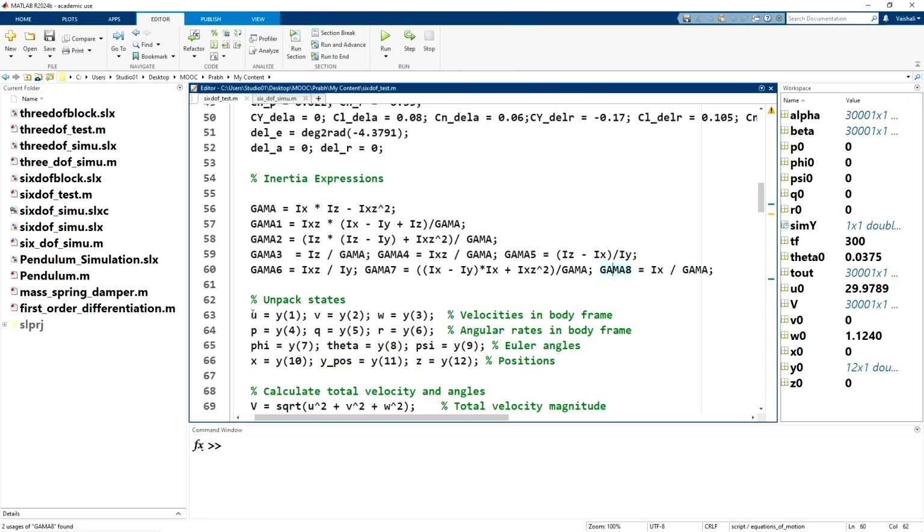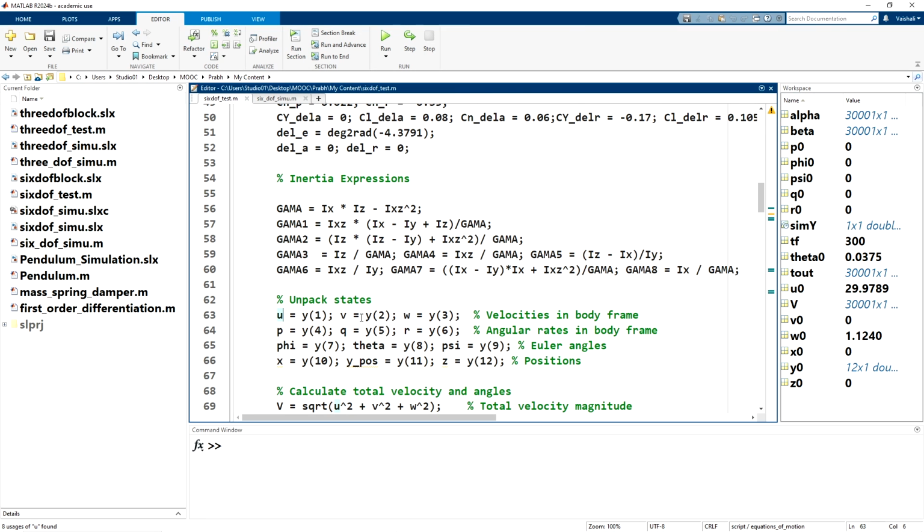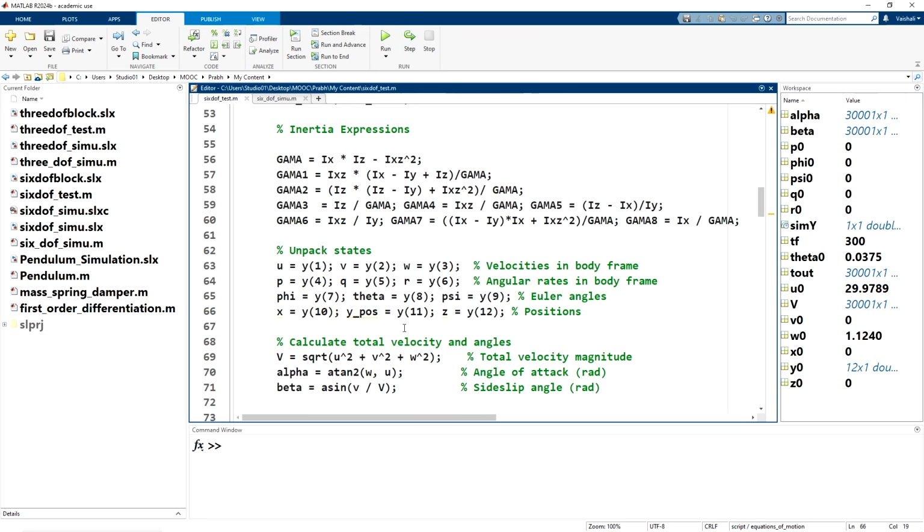Now finally I am letting MATLAB know that these are the states: u, v, w, velocities in the body frame. Then we have angular rates p, q, and r. Since there are 12 states, I am letting MATLAB know that these are the states. Phi is the 7th state, theta, xi, similarly x, y, and z. So this is basically unused in the equations, but that's all right.